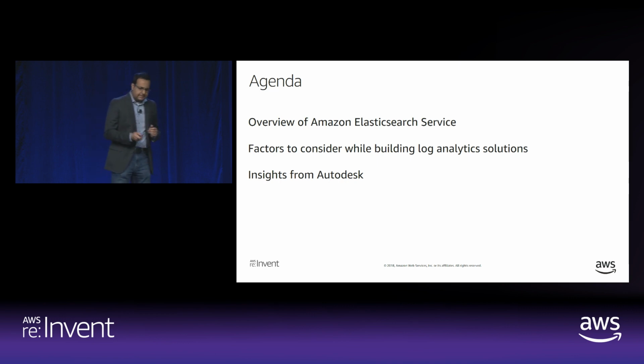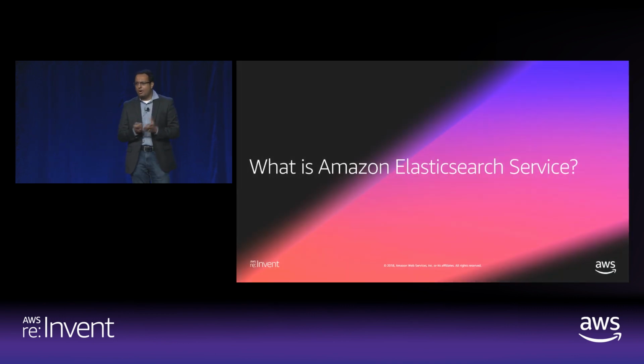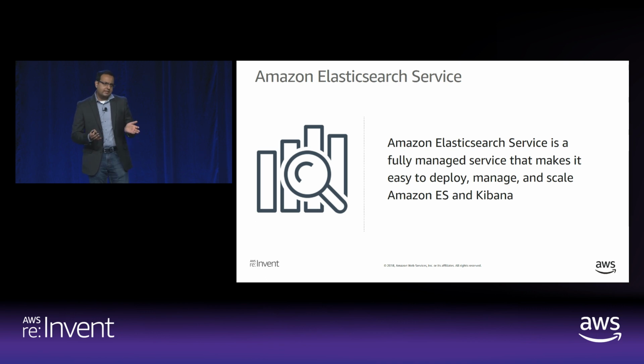So let's get started. Let's start with the first main question. What is Amazon Elasticsearch Service? So I'm sure most of you are familiar with Elasticsearch as such. Elasticsearch is a popular open source solution for both log analytics and full text search. Amazon Elasticsearch Service offers you a fully managed solution around that. It takes care of the heavy lifting around deploying, scaling, and managing Elasticsearch and Kibana so that you can focus on your log analytics solution.